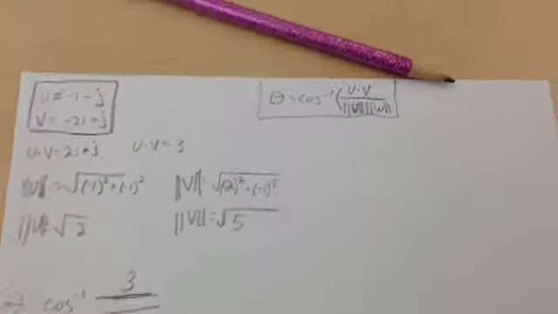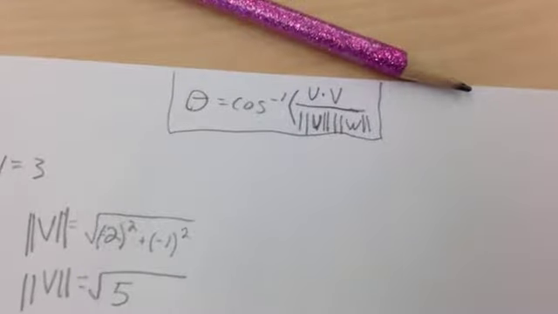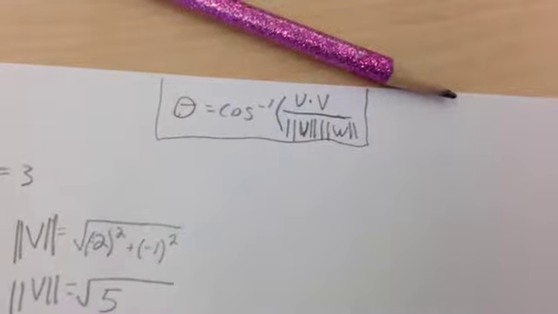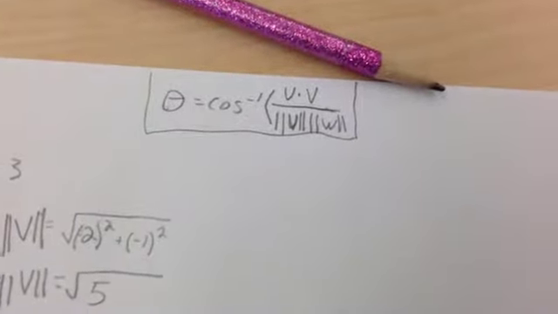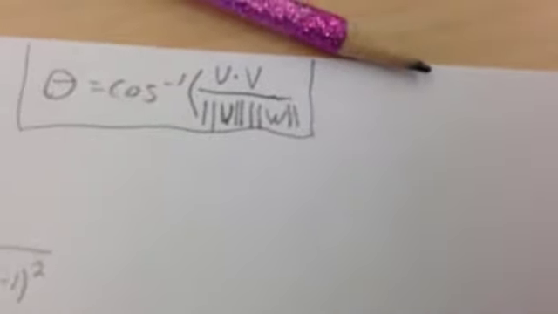So, the formula states to solve for the angle we need to find u times v, and then we need to find the magnitude of u and v. I don't know why I drew a double v, or as you people call it, a double u.